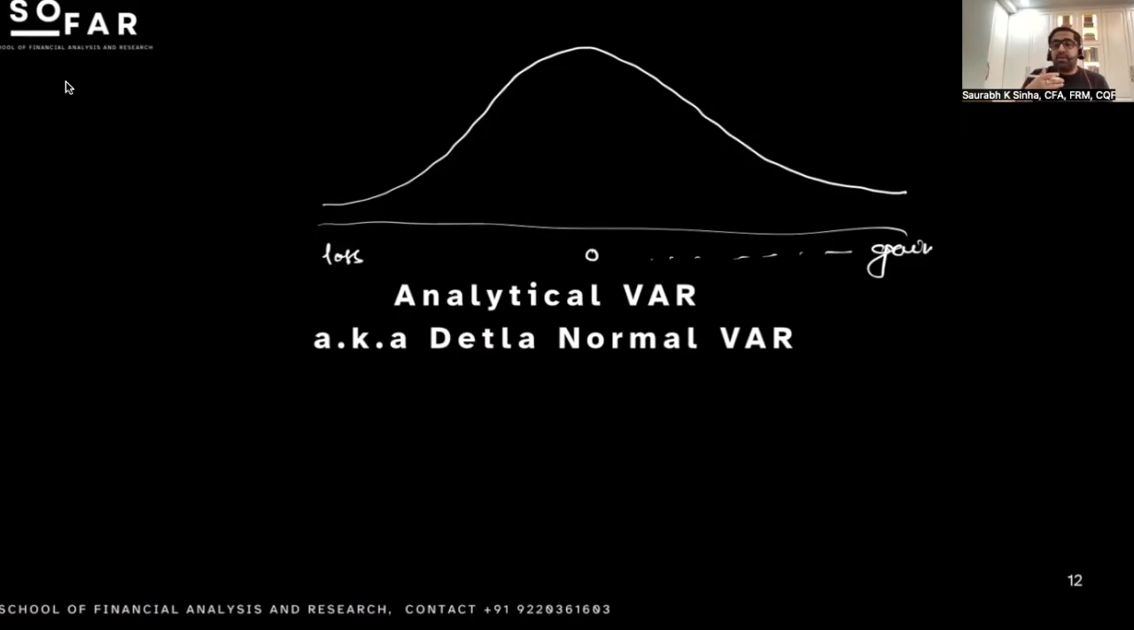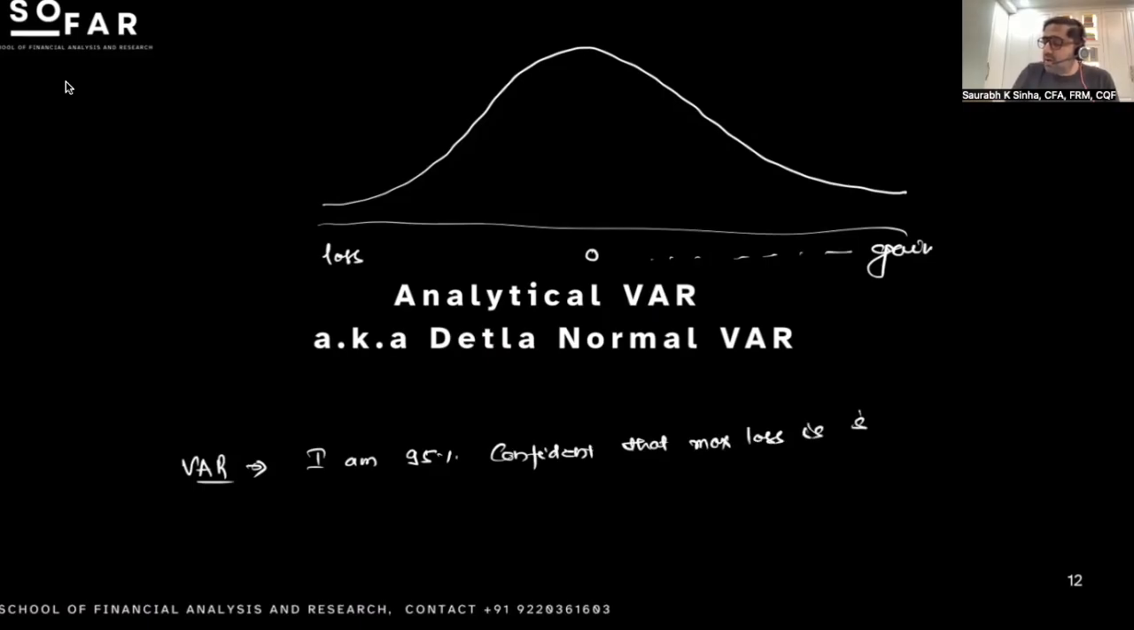If I am saying VaR at 95%, please revisit the interpretation of VaR. Interpretation number one: I am 95% confident that the max loss is dollar X. Whatever the max loss is, that's not the concern.